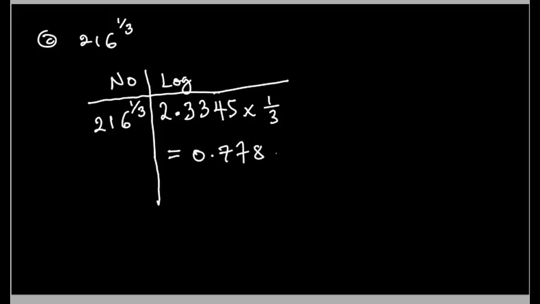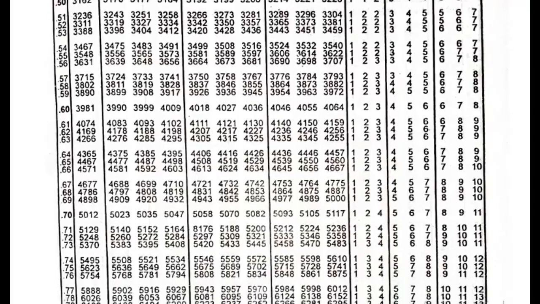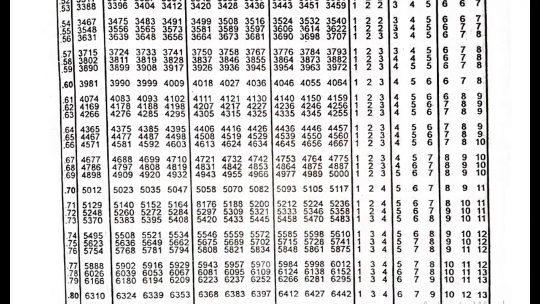So to the 4th decimal place, I have to approximate to 4 decimal places. So this is what we'll be having here. And then we now look for the antilog of 0.77 under 8 difference 2. Antilog of 0.77 under 8 difference 2.